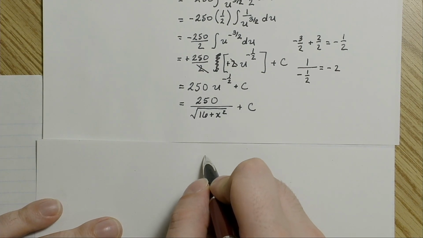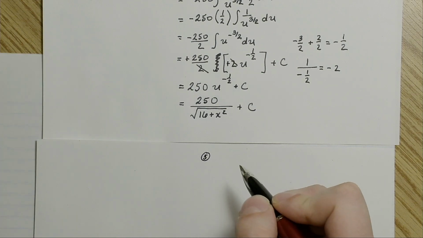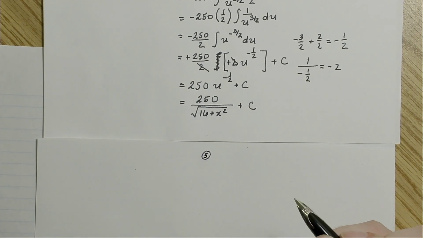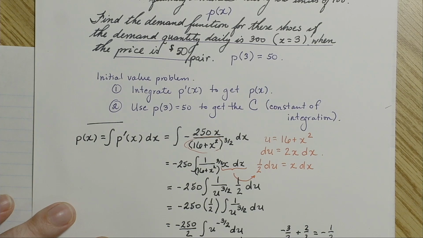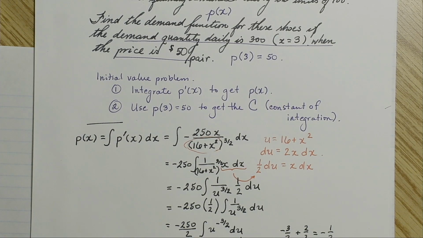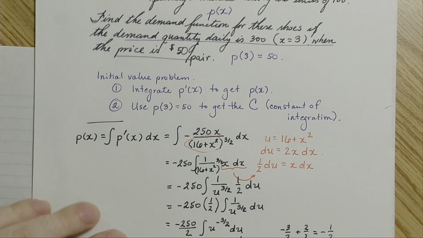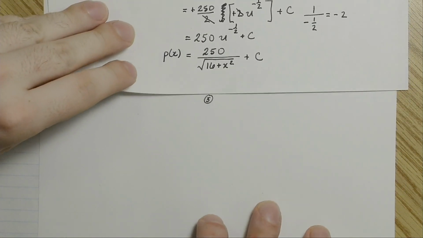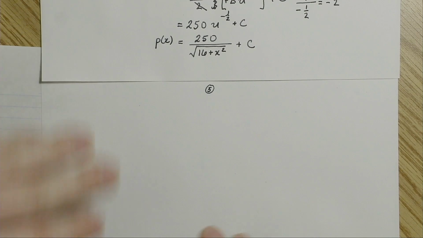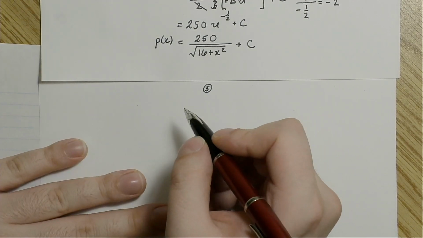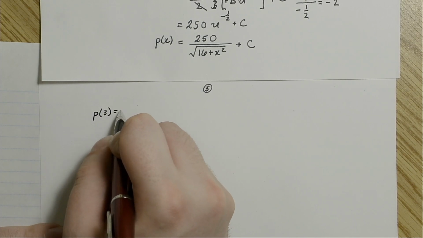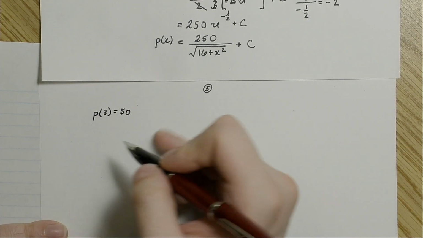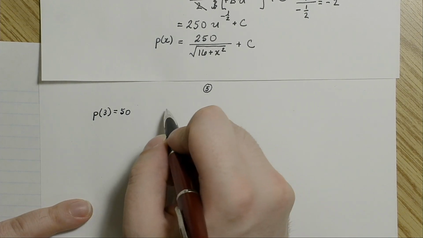Here's the 5th. Okay. So we did number 1. We integrated it to get p of x. So then the next thing I need to do is figure out what that constant of integration is. So we have to use that information that p of 3 is equal to 50. So now we substitute that in.